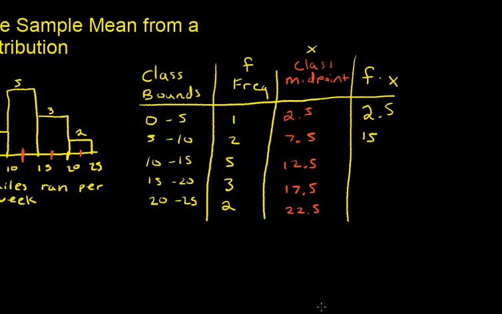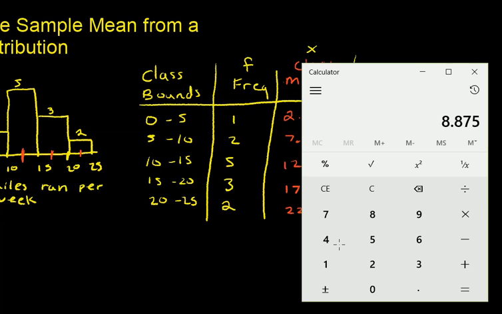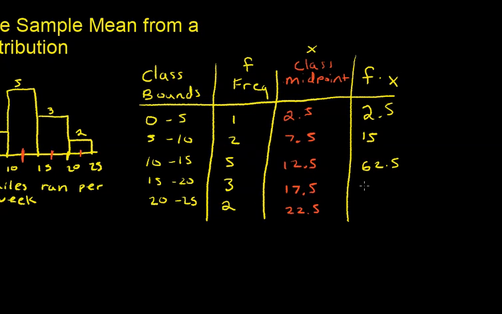5 observations that are 12.5, so that's 5 times 12.5, which is 62.5. Then I have 3 observations that are 17.5. I have to pull out the calculator for that one. 17.5 times 3 is 52.5. And then lastly, 2 observations that are 22.5, so that would be 45.